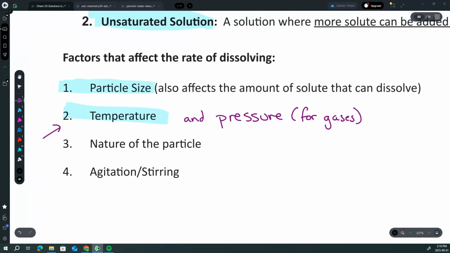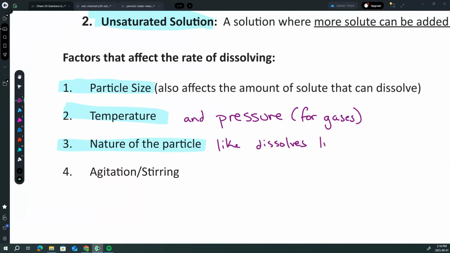So I'm not getting too much into temperature because we will talk about it in a little bit here, and so I'll leave that for later. The nature of the particle. What that means is, is your particle ionic and soluble or insoluble in water? Is it polar? Is it nonpolar? Does it hydrogen bond? That sort of thing. So that goes back to like dissolves like. And then last but not least, if you stir your solution, your solute will dissolve faster.